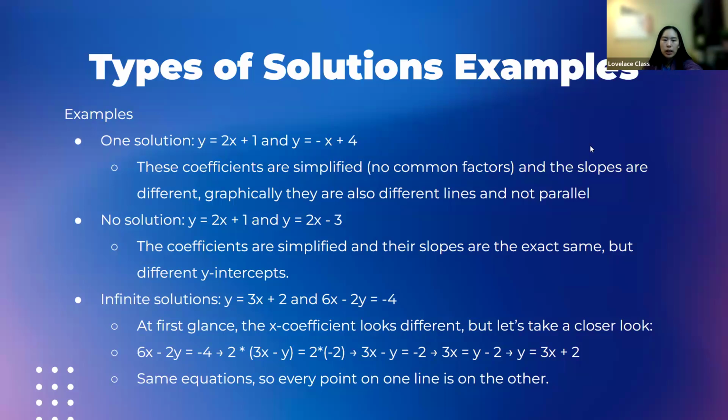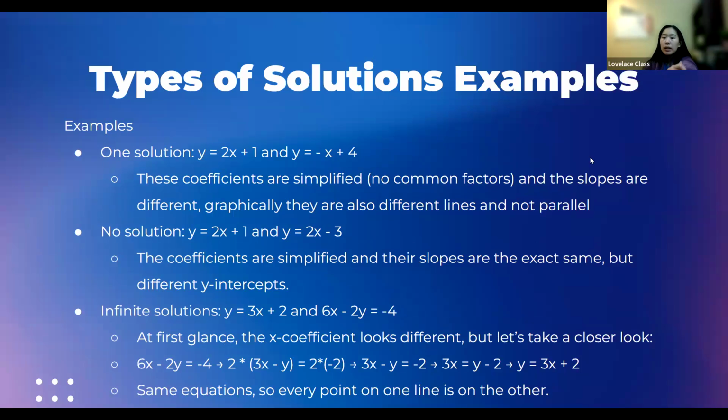An example of one solution is if you have y equals 2x plus 1 and y equals negative x plus 4. I don't need to solve for the solution yet because one, I haven't taught you that. I'll teach you that in a bit. But when you write it in this form, y equals something x plus 1, that's the slope-intercept form, right? You can see that the x coefficients, when they're simplified, have no common factor here, right?